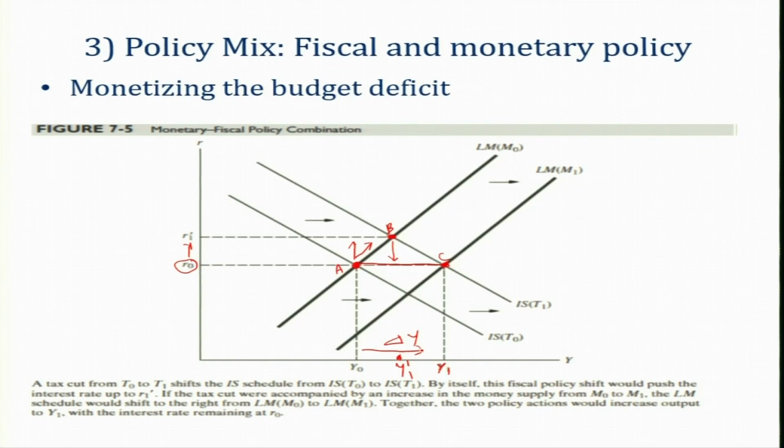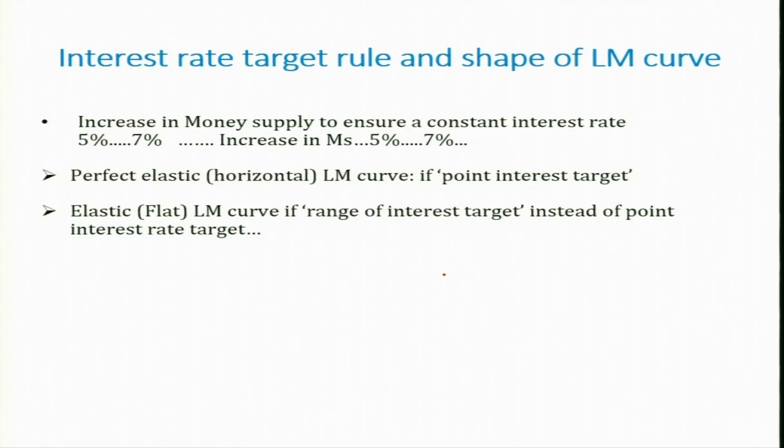So del y is this much. In this case, it is also related to one kind of interest rate targeting. Suppose the policy makers do not want to see the rate of interest increase or decrease, and want to see a constant rate of interest. Then this kind of policy is also called an interest rate targeting rule.